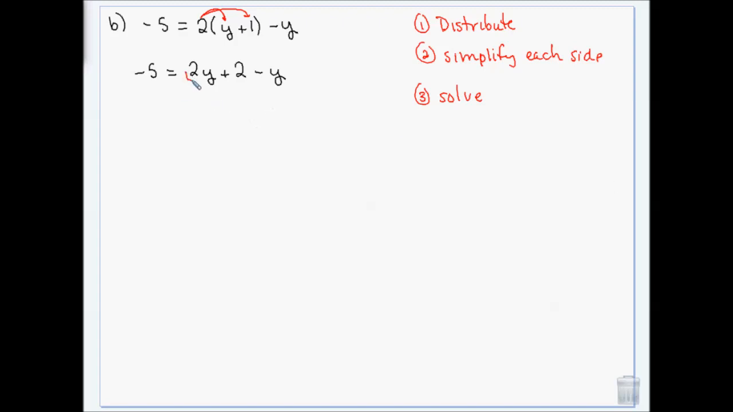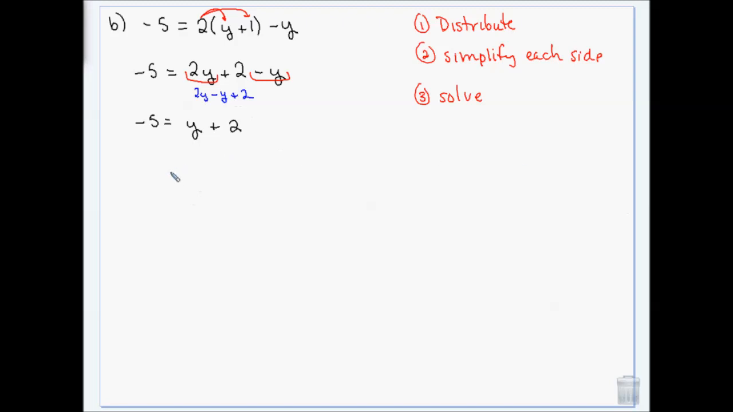Next, I want to combine my like terms on this side. So that negative 5 again, nothing to do with it, so I just carry it down. 2y minus y. If we want, we can rewrite that next to each other. 2y minus y is 1y, and then that plus 2 comes down. If it's one line, you can just write y, right? Yeah, you can write a 1y or you can write a y. They're the same.